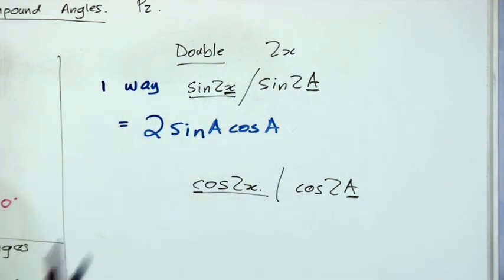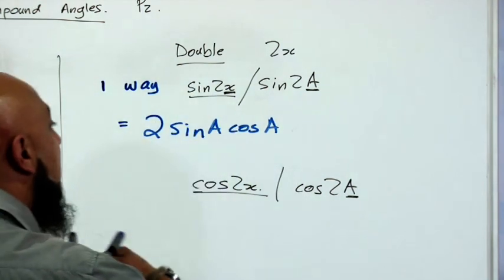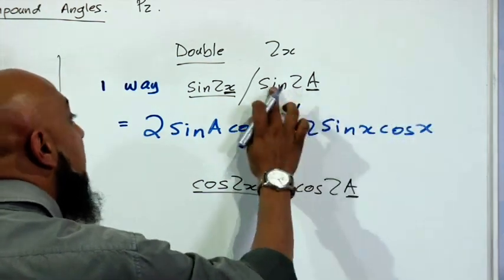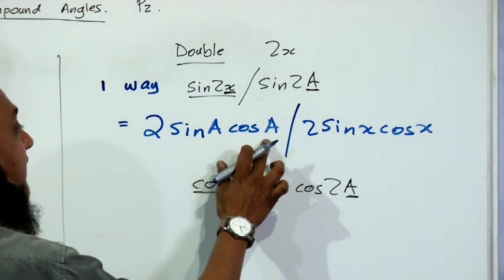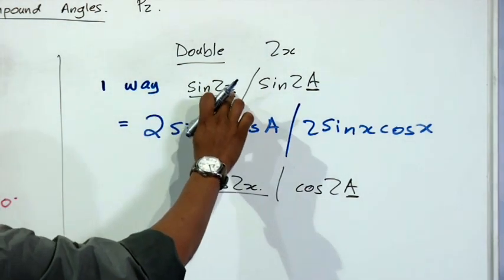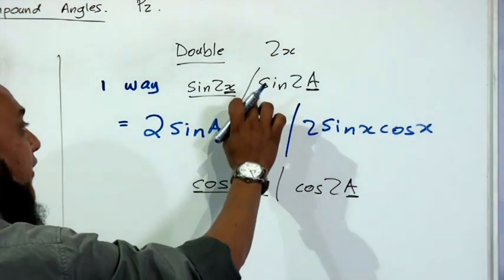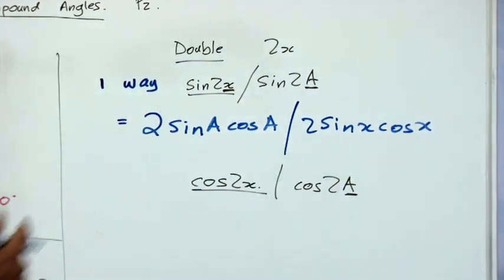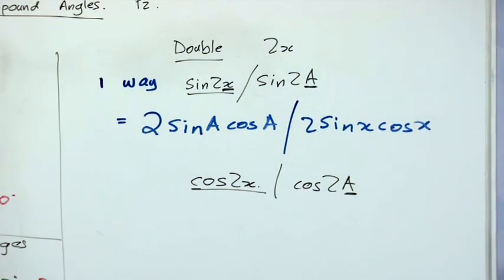So sine 2x would be 2 sine x cos x. So sine 2a would be 2 sine a cos a. You take the angle, you take the 2 to the front, so 2 sine x cos x. We now go into cos 2x.